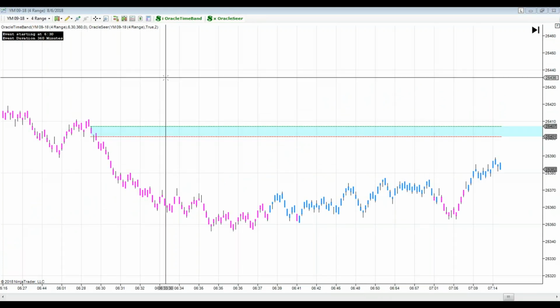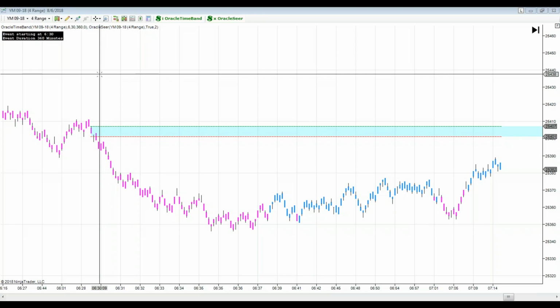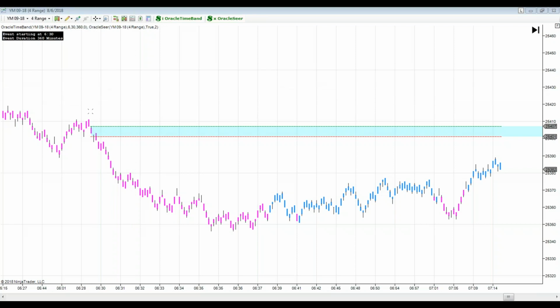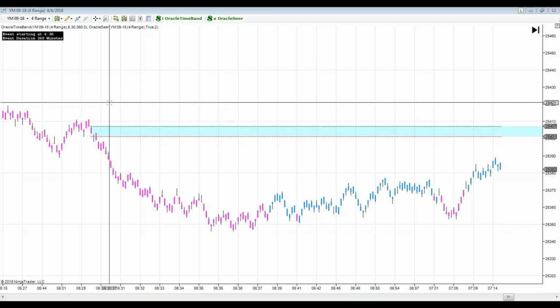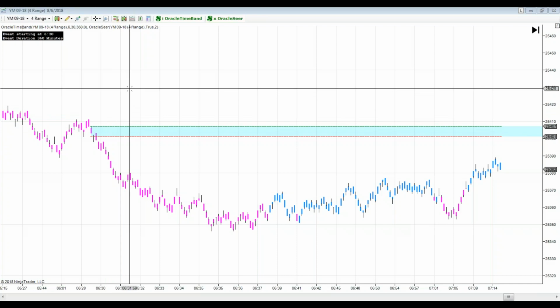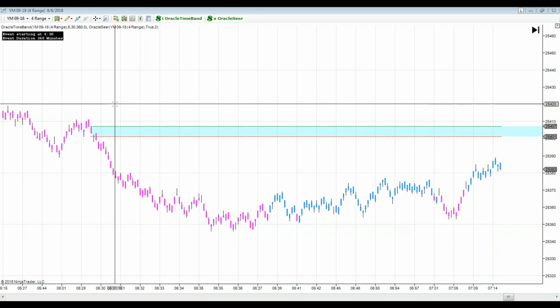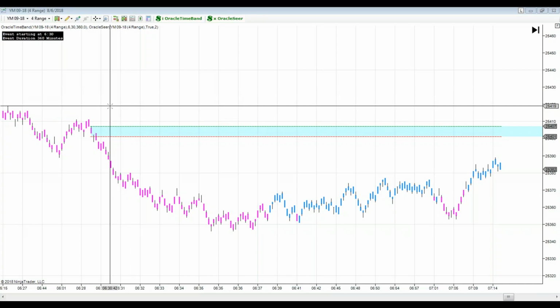All right, here's another example. This is the YM contract. This is the Dow Jones mini futures. It's $5 a tick. This is a very recent contract. This is actually yesterday's trade in the YM. That would have been August the 5th. I'm sorry, August the 6th.